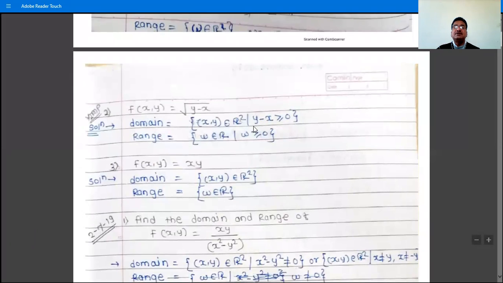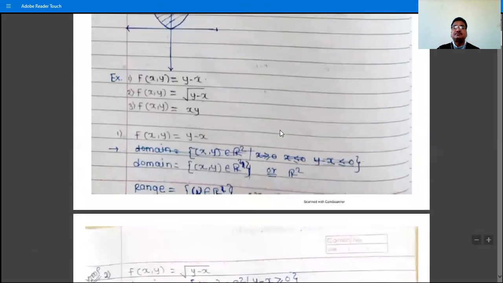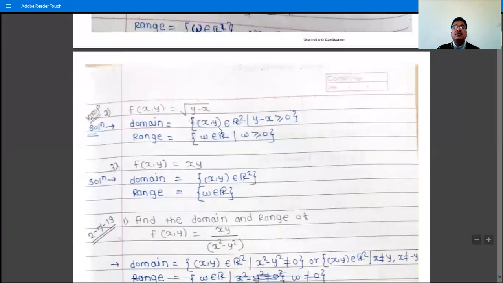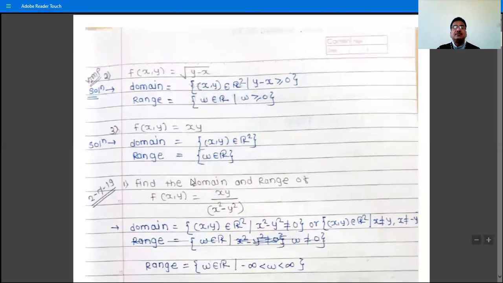Root, again root means like this problem. So the domain is what? (x,y) belongs to R square, such that y minus x is greater than or equal to 0. And range is what? w belongs to R, such that w is greater than or equal to 0. Okay, because when root of a number exists, it is a positive number, otherwise we have a complex number. So just write y minus x is greater than or equal to 0, and range is w belongs to R, such that w is greater than or equal to 0.